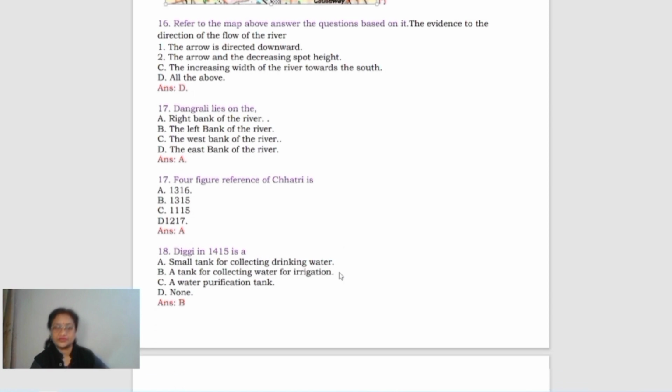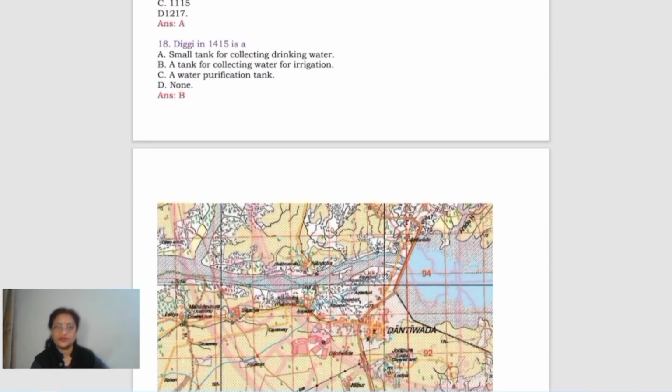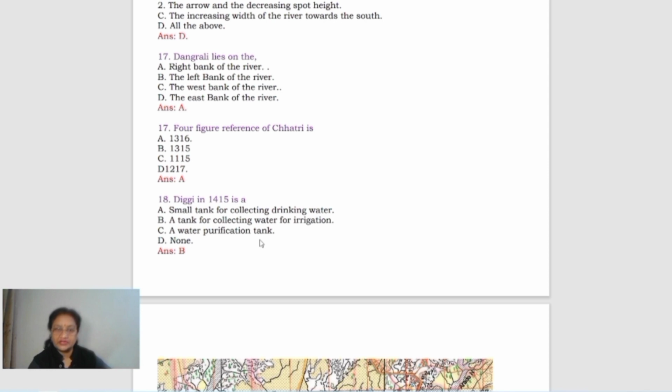1315 is the correct option. Then Diggi is 1415, is a small tank for collecting drinking water, tank for collecting water for irrigation, a water purification tank, and none. B is the best option. Tank for collecting water for irrigation purpose.